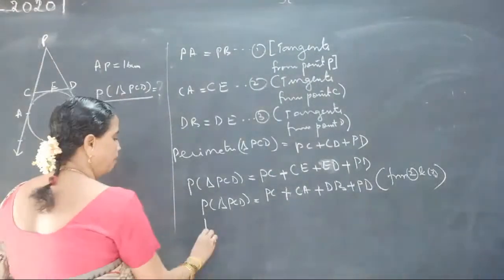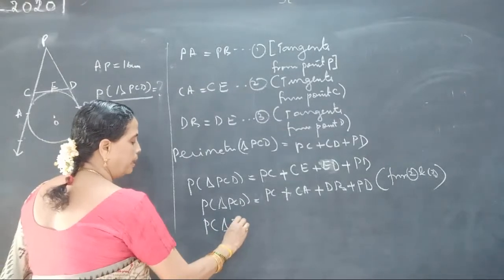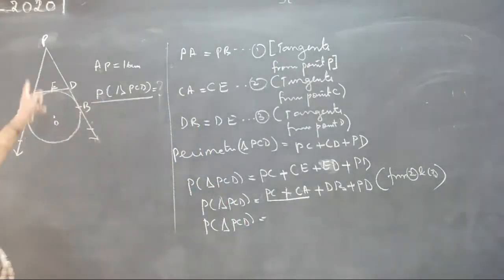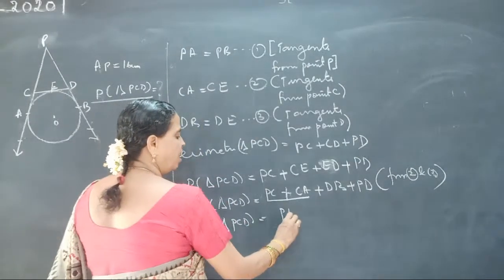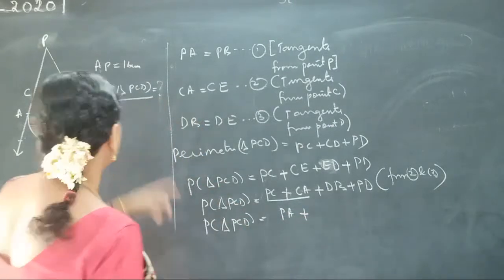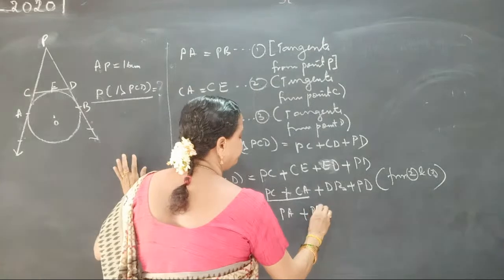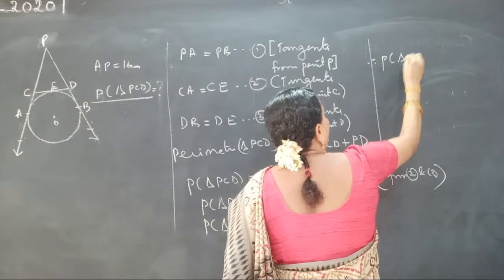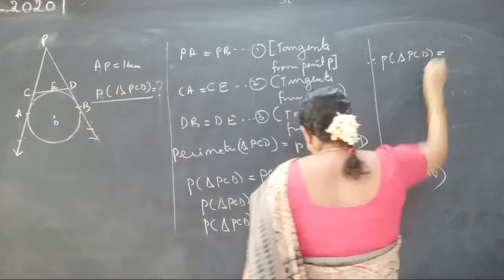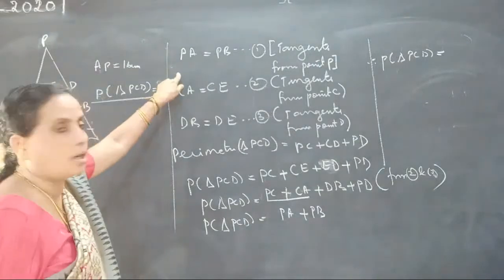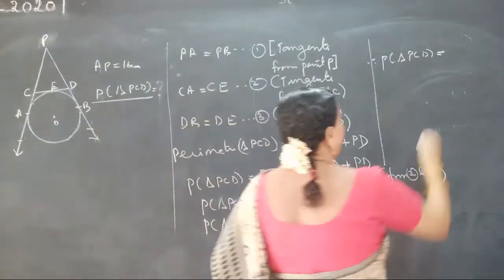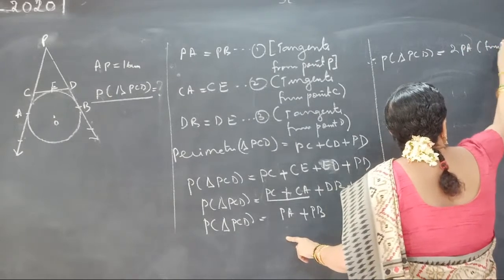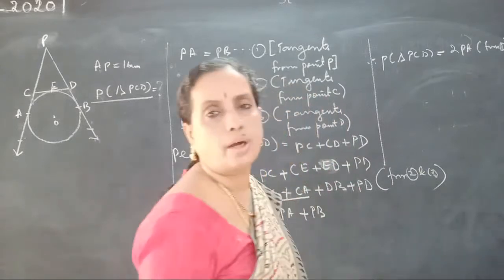Next step, perimeter of triangle PCD equals, what is PC plus CA? PC plus CA is PA. Again, DB plus PD is PD. Right? Next, therefore, perimeter of triangle PCD equals PA plus PB according to result 1. So we can write it as 2PA. From the bracket, we write by reason from result 1.